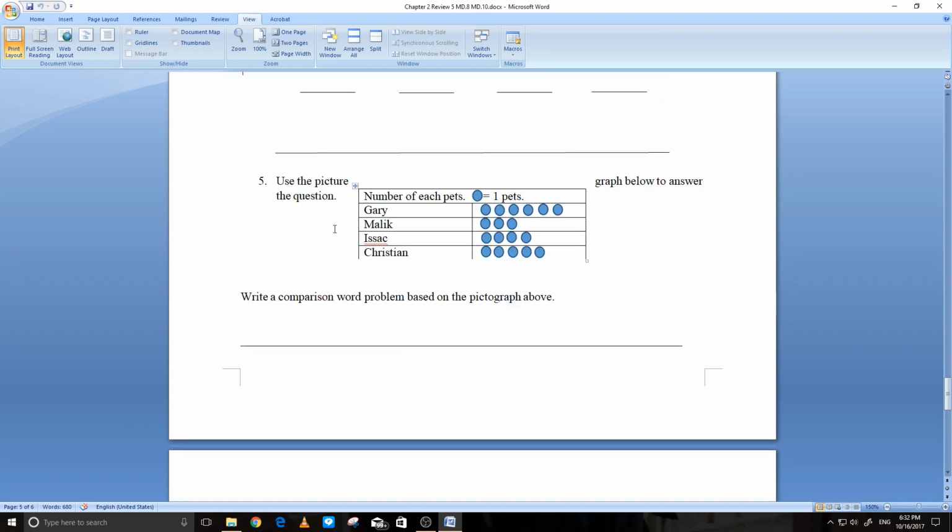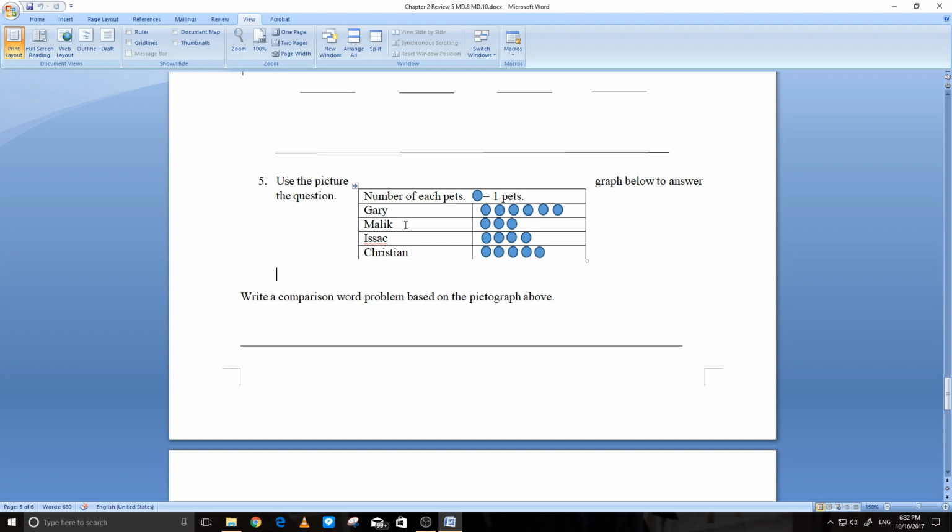Number 5, right here, it says use the picture graph below to answer the question. This is the graph right here, and it's asking you to write a comparison word problem based on the pictograph above. Now, an example of that could be: compare the number of pets Gary and Malik each have. Who has more or who has less?